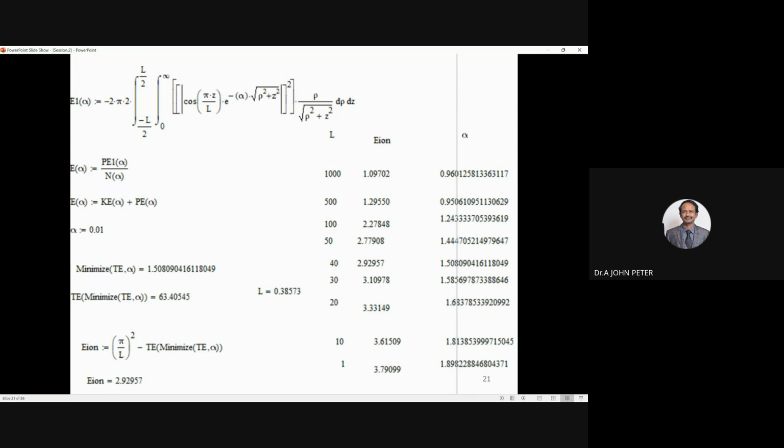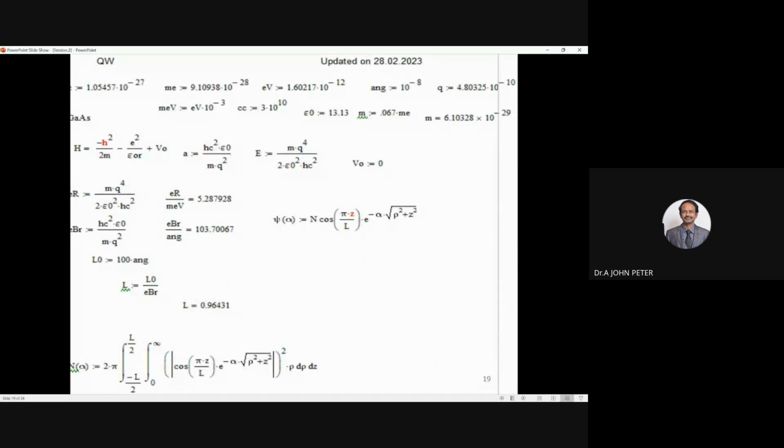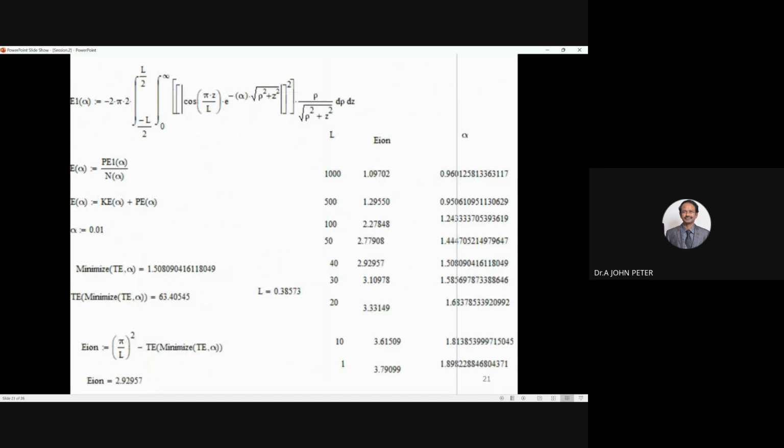E ionization is nothing but pi by L whole squared. There it was 3 pi by R whole squared, can you remember? That is for the quantum dot. This is for the quantum well problem. So pi by L whole squared minus the total energy, your E ionization, we have obtained as 2.9. We have taken L as 100 angstrom, and we have obtained 2.9, and we have converted.